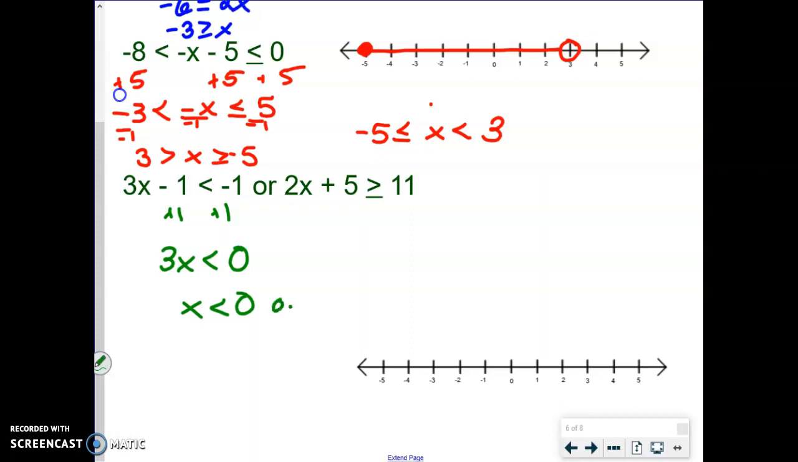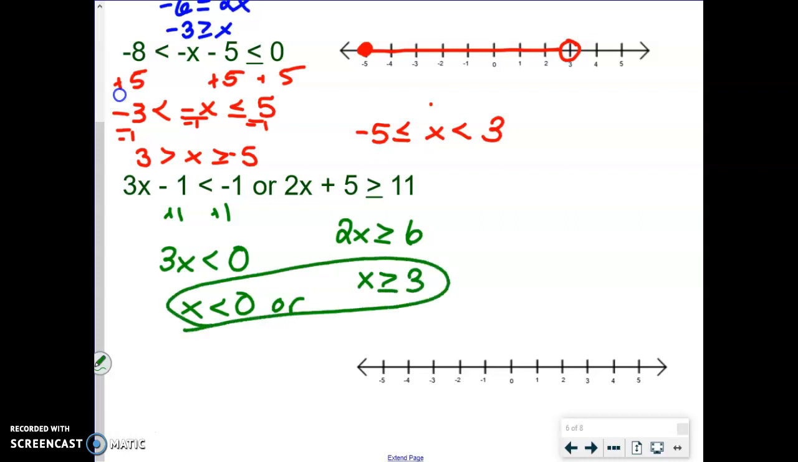On this side, I have or, so I'm going to go ahead and subtract 5 from both sides. I get 2x is greater than or equal to 6. And then divide by 2, x is greater than or equal to 3. So my answer here is x is less than 0, or x is greater than or equal to 3.